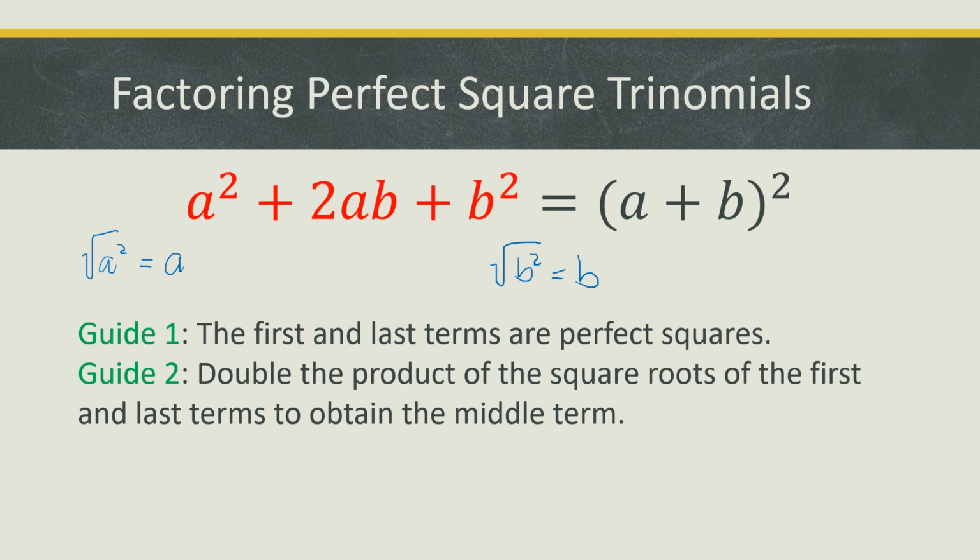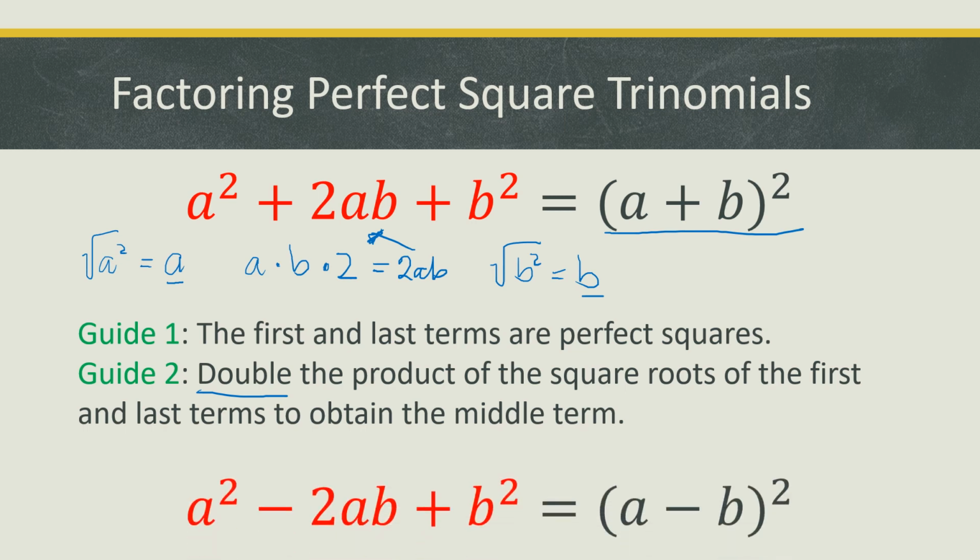Guide 2. Double the product of the square root of the first and the last terms to obtain the middle term. If we get the product of a and b, and then double it, multiply by 2, that will give us 2ab. And that will give you your middle term. Therefore, a squared plus 2ab plus b squared is a perfect square trinomial. And that will give you a square of binomial.